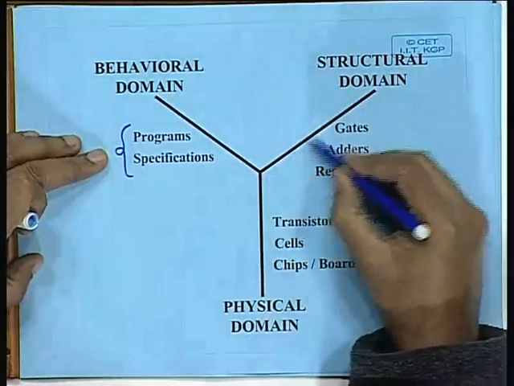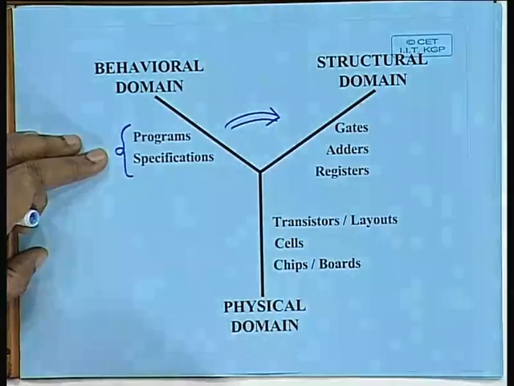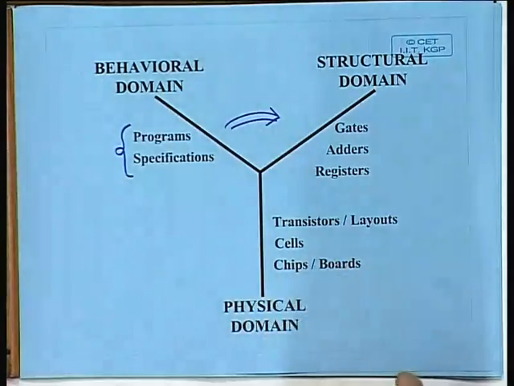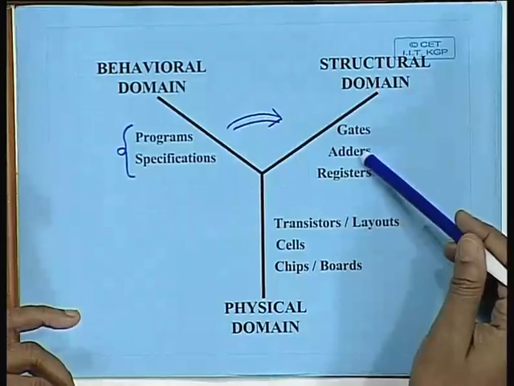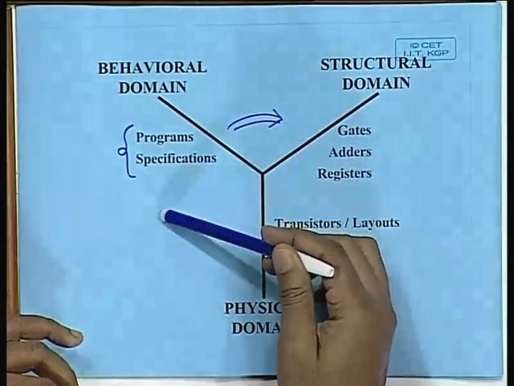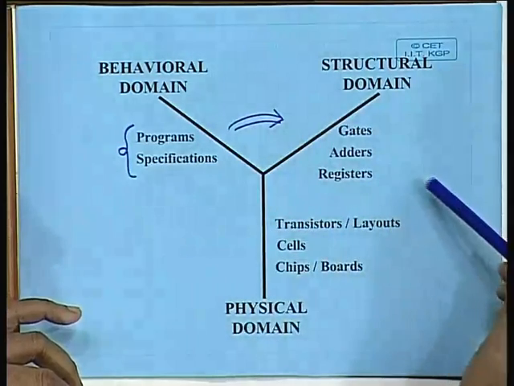Now, when we talk about the structural domain, this means we have already undergone a step of synthesis. Now, we have some kind of a netlist with us. If it is a behavioral level, then we talk about interconnection of big subsystems, big blocks and how they are interconnected. If we are at the register transfer level, then we talk about ALUs, registers, adders, their interconnection. If you are at the logic level, we talk about gates, flip flops and their interconnection, and if you are at the physical level, we talk about transistors and their interconnection.